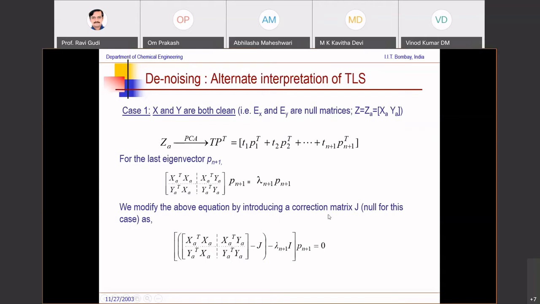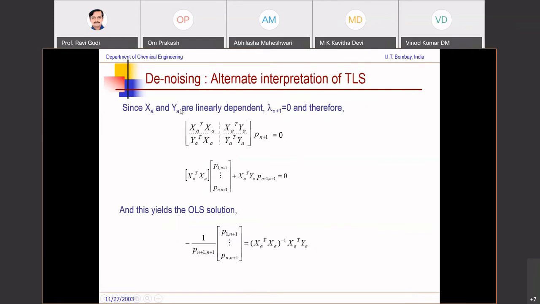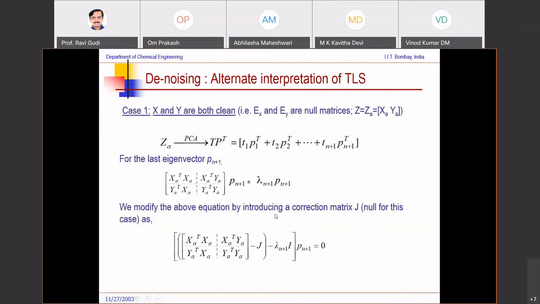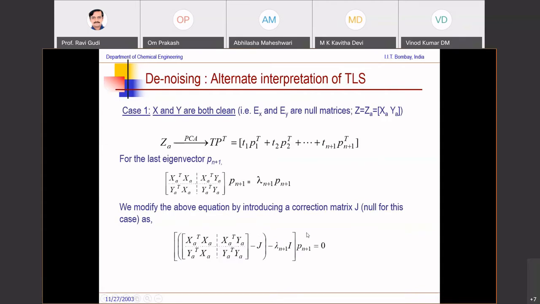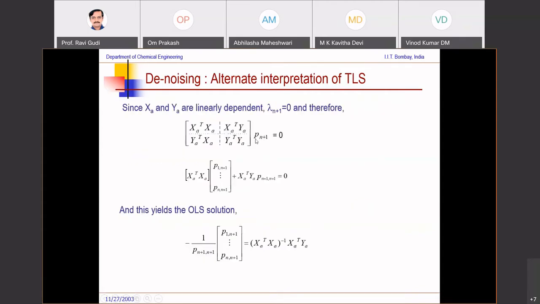Okay. This correction matrix actually is not needed when X and Y are both clean. That is when I am dealing with XA, YA. So this J is null. And so now the last eigenvector, Pn plus 1, since XA and Y are linearly dependent, you can say that the last eigenvalue is equal to 0, right? We saw that earlier. It will either contain noise or it will be 0 for the clean case. So this is 0. And because this is 0, I can say that this entire thing is equal to 0, which when I rearrange becomes like this.